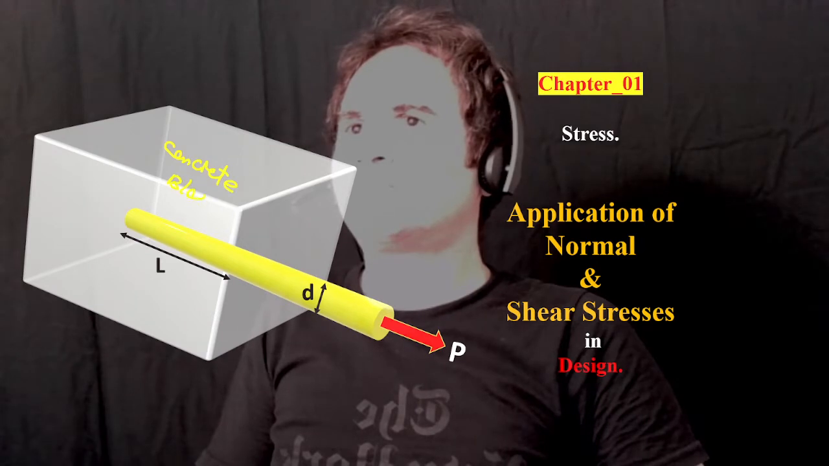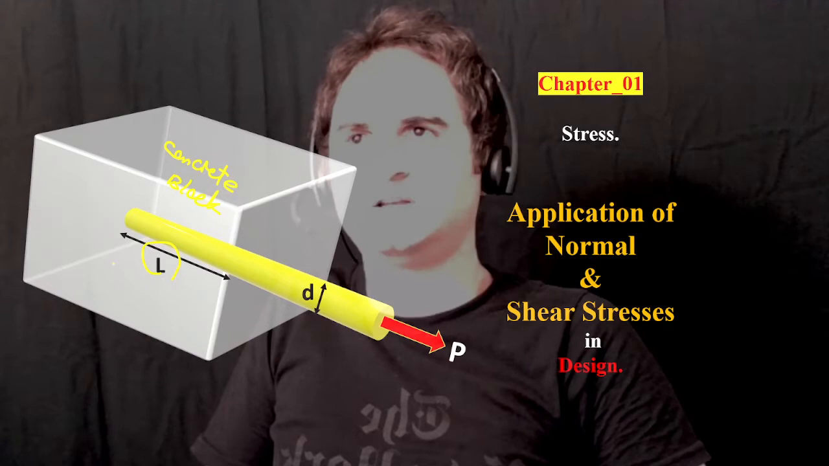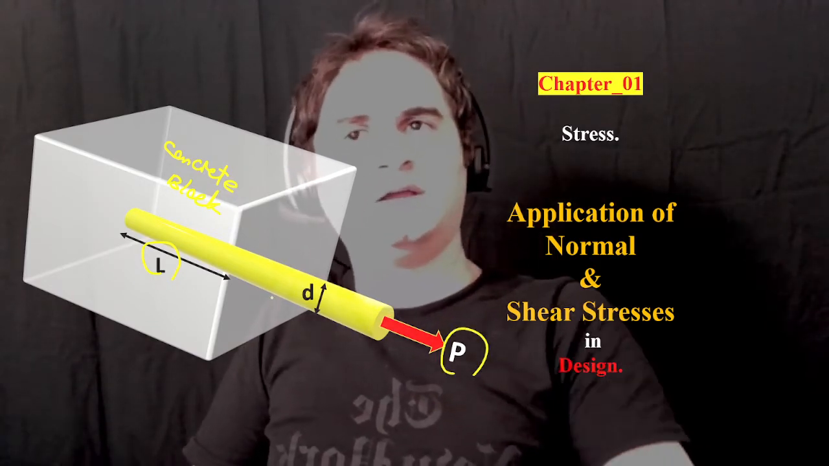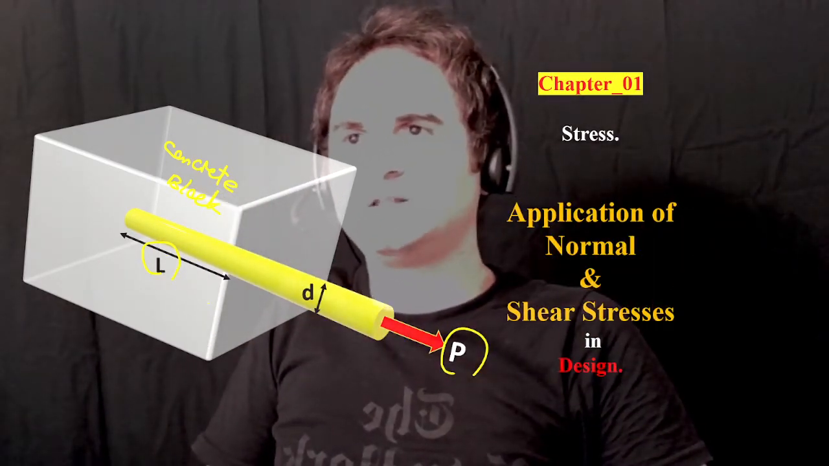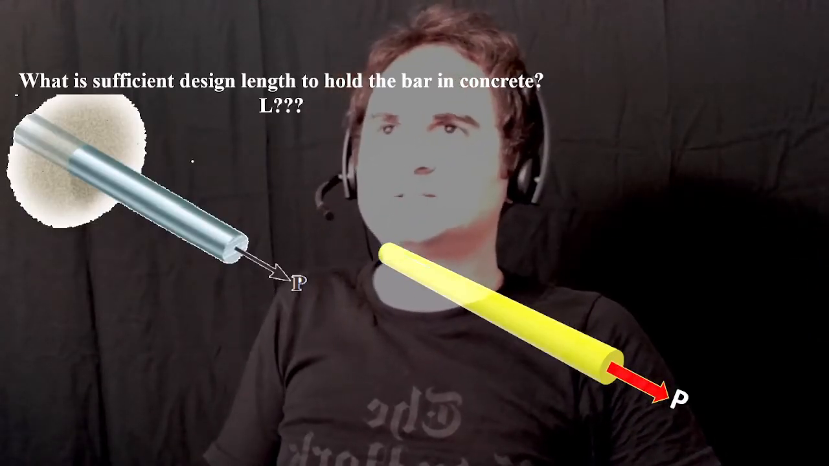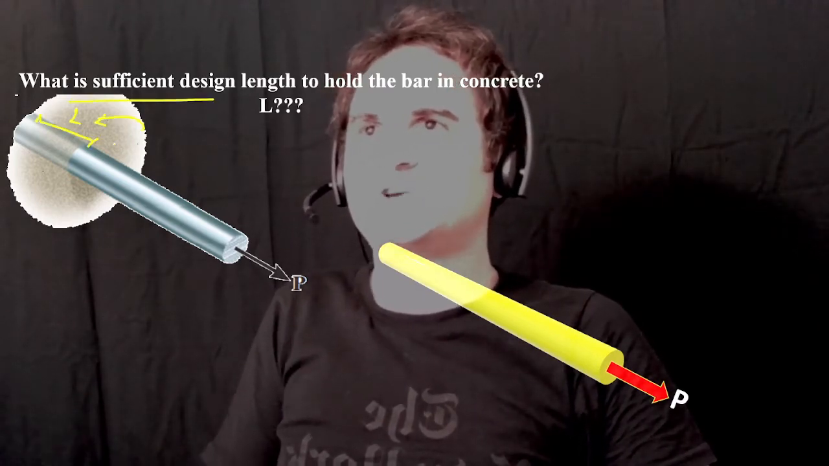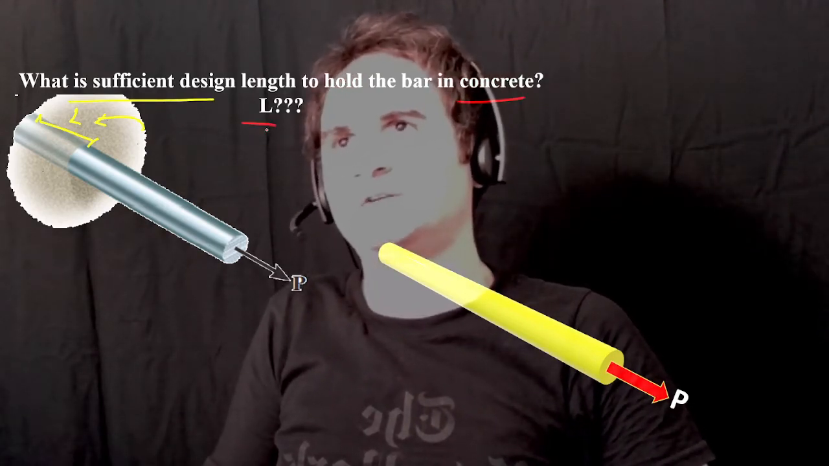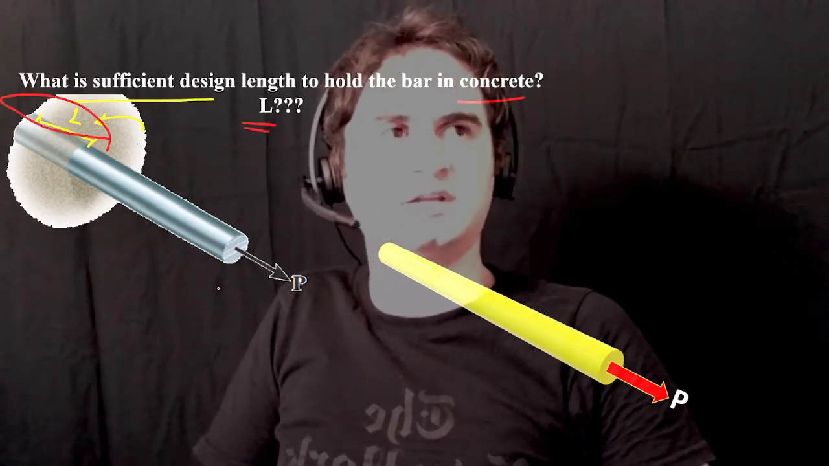block, and we do have a bar, which a part of the bar is embedded inside the concrete. So we want to know, if we are pulling the bar out of the concrete block, what is the sufficient length in order to hold it yet inside the concrete. We are looking for the sufficient design embedded length inside the concrete wall.